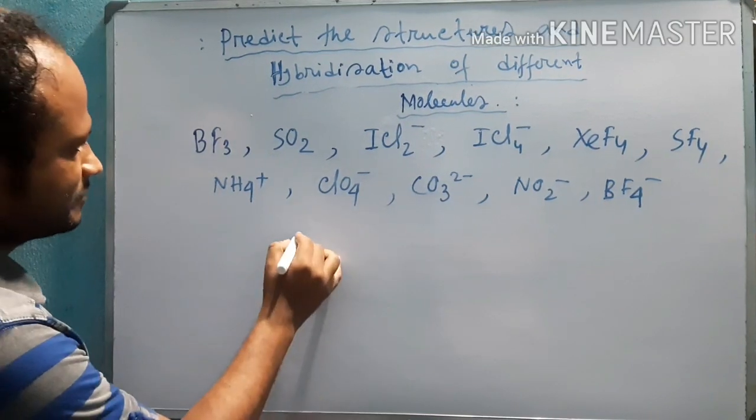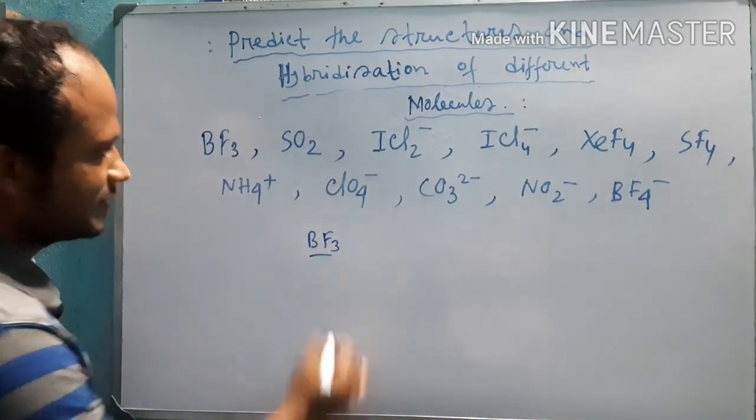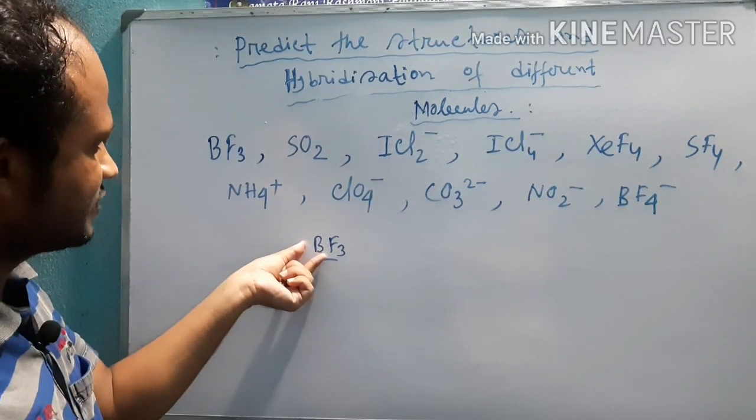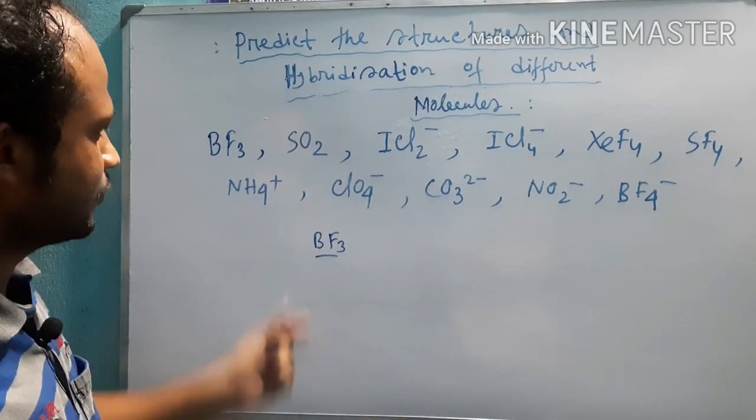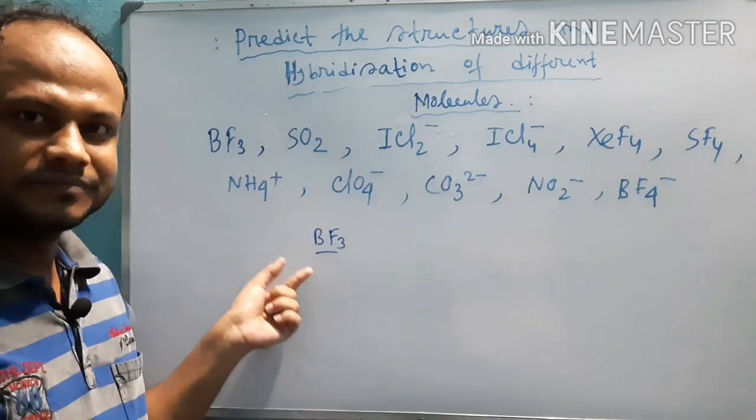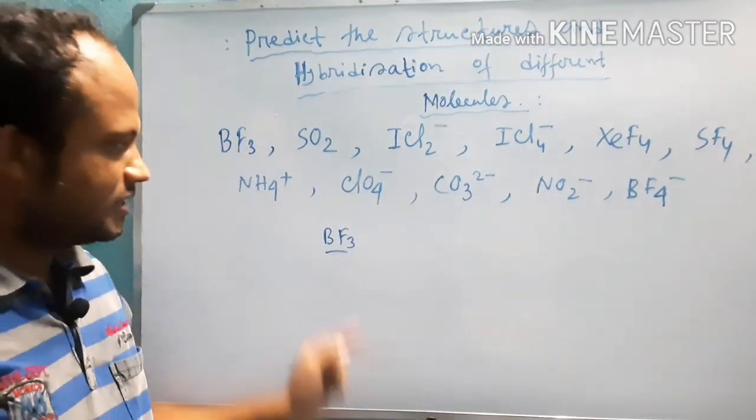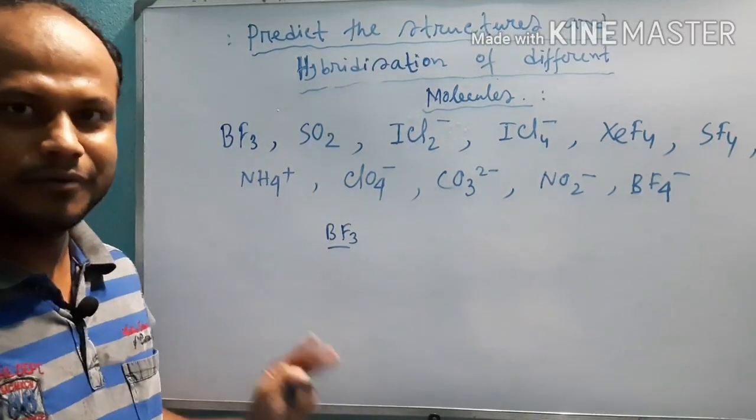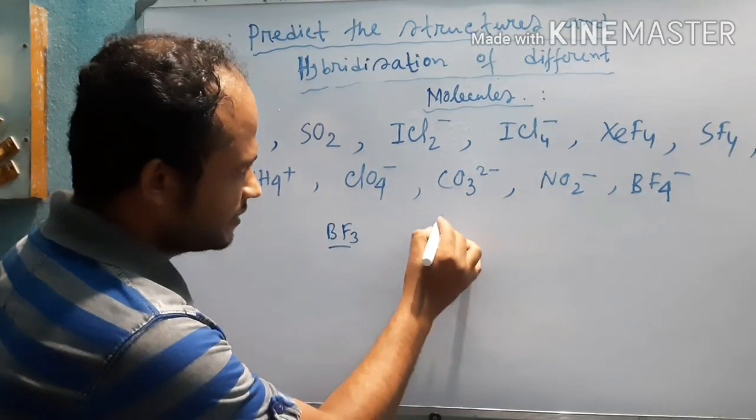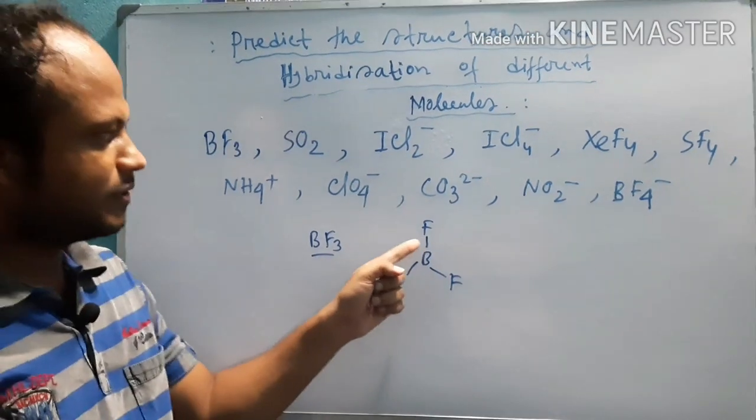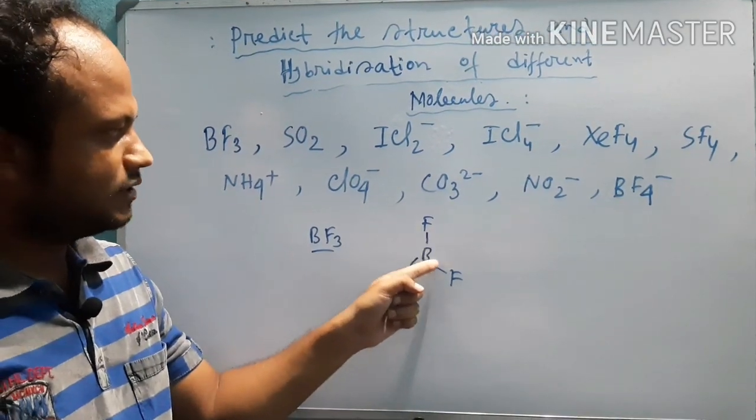Firstly, BF3, boron trifluoride. Here you see that the valence electrons of boron are 3. So these 3 electrons combine with 3 fluorine atoms, and 3 sigma bonds are formed. This fluorine and this. So the number of sigma bonds is 1, 2, 3.